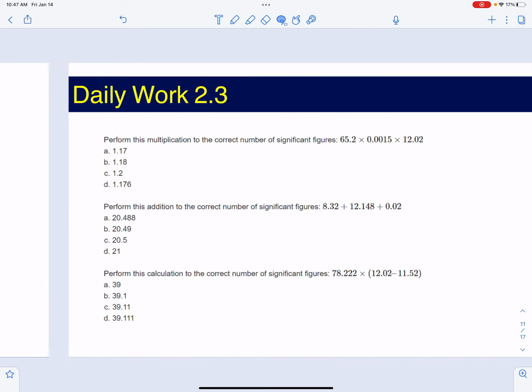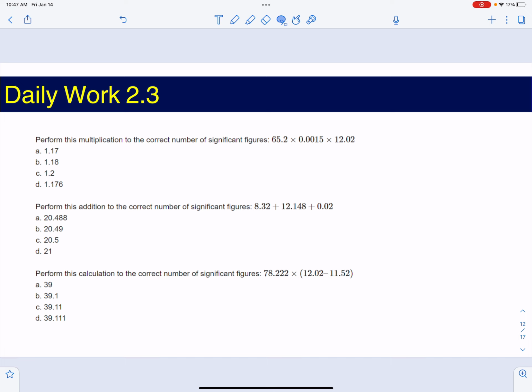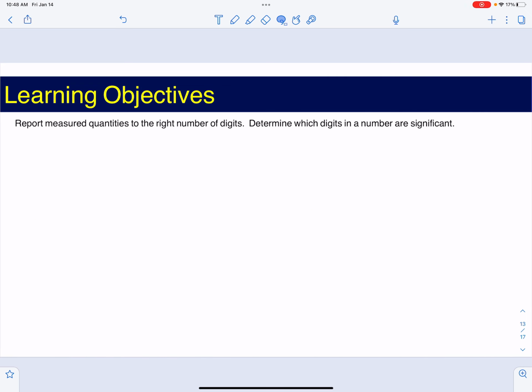So with that said, this will be your daily work 2.3. You're going to have 3 problems. It's multiple choice, so once you do it, you can determine the answer. The first one is multiplication, the second one is addition, and the third one is one of those combined operations. So with that said, we're going to say that we covered this objective: report measured quantities to the right number of digits, and determine which digits in a number are significant.